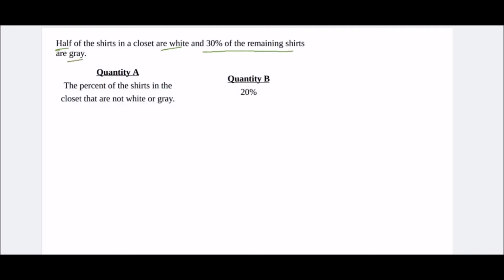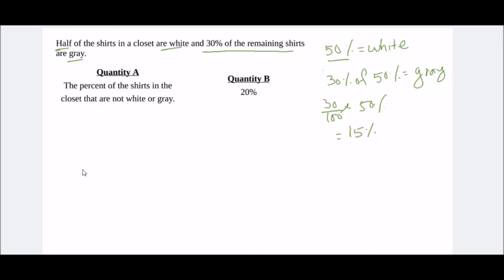So from the question we conclude that 50% are white, and 30% of the remaining shirts are grey. If 50% are white, then the remaining will be 50%. So 30% of 50% are grey. Find it out: 30% of 50% will be 15%. So 15% of the shirts are grey.